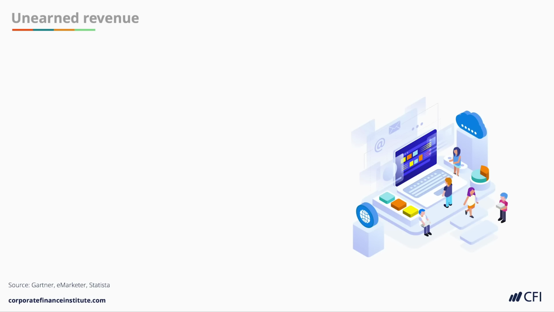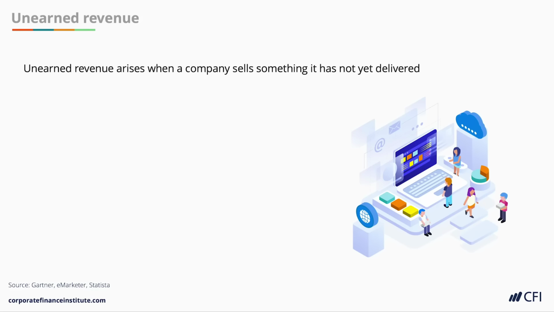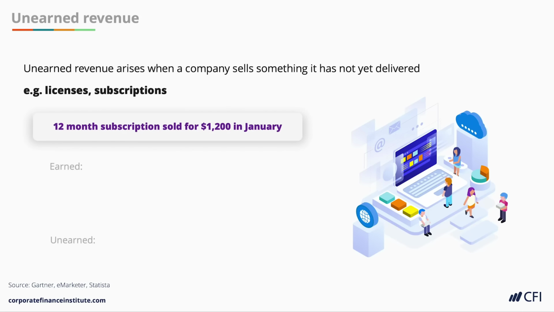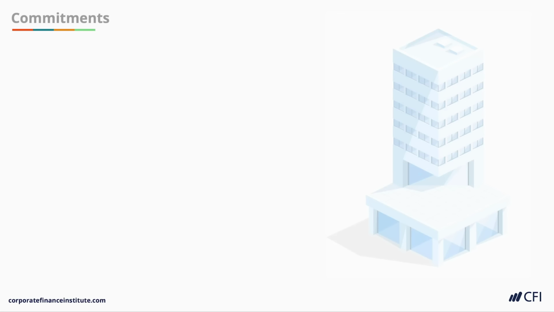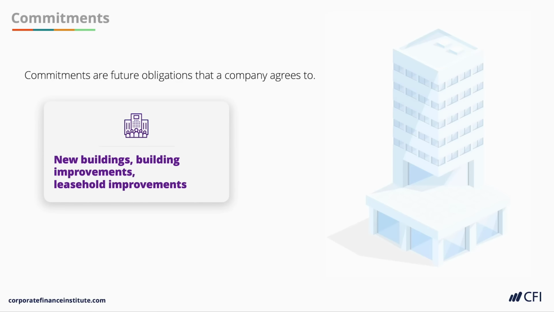Unearned revenue arises when a company sells something it has not yet delivered. In Espresso Software's case, it's for software licenses and subscriptions over a period of time. As the period expires, a portion of the subscription amount is included in income. The balance is shown as a liability. Commitments are future obligations that a company has agreed to. They're future liabilities for the company and therefore are disclosed in the balance sheet so a reader is informed of the liability. For Espresso Software, they've committed to constructing new buildings, building improvements, and leasehold improvements.